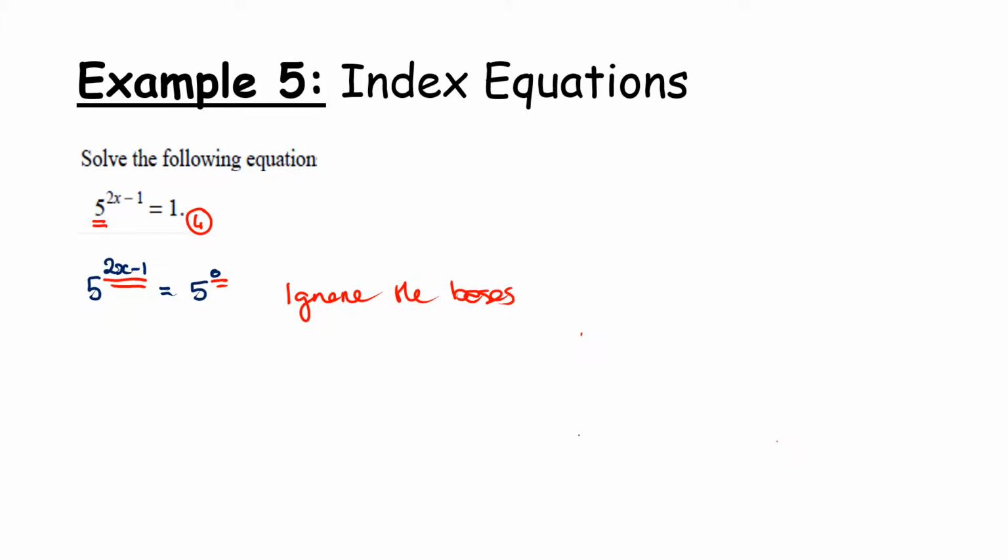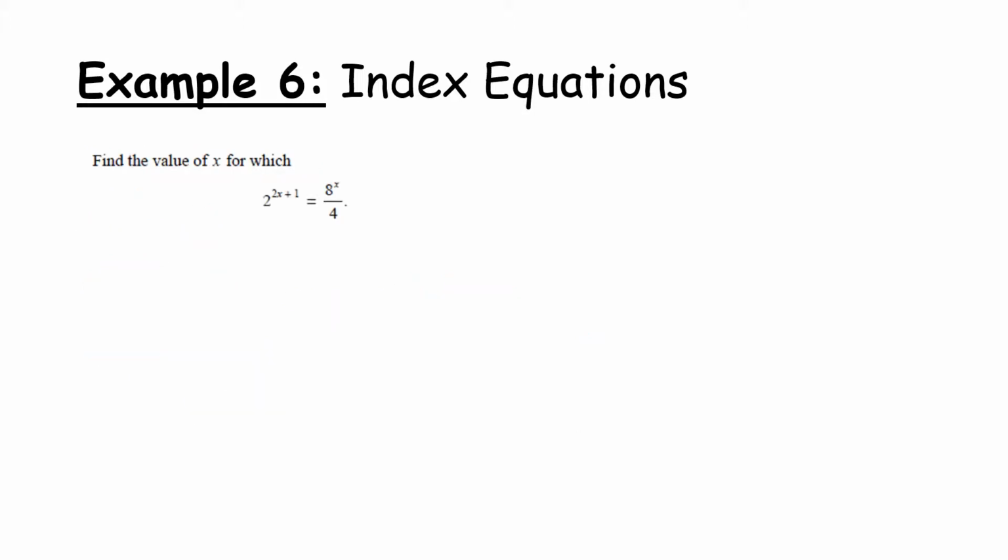So in this case, I say therefore 2x minus 1 equals 0. So 2x is equal to 1. I'm adding a 1 to both sides. Divide both sides by 2 and I get x equals a half.